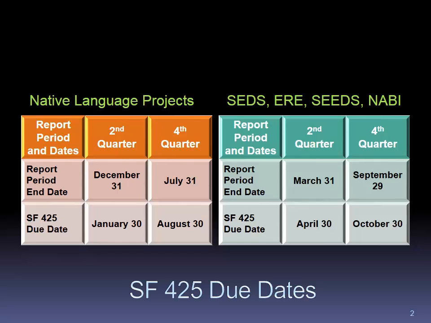A few reminders: it is important to submit your reports on time. Reports are automatically date stamped upon submittal. Late reporting can adversely affect your project. For instance, grant amendments cannot be processed if your reports are not up to date. Also, final reports are due 90 days after the close of your project and will be cumulative for the entire project period.